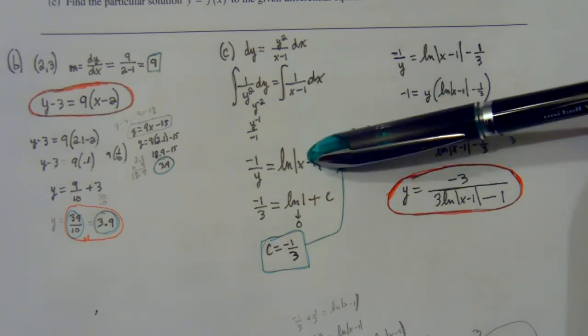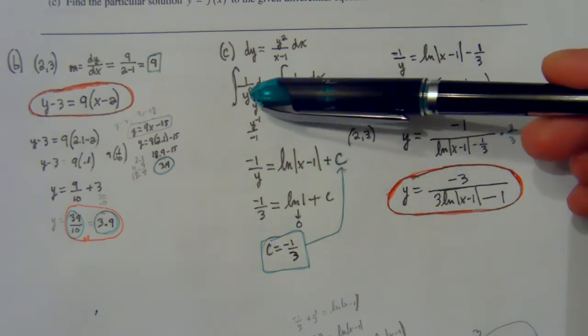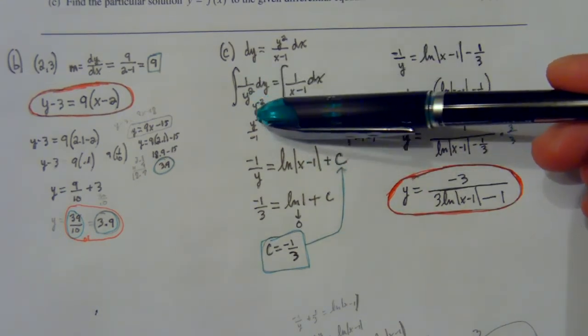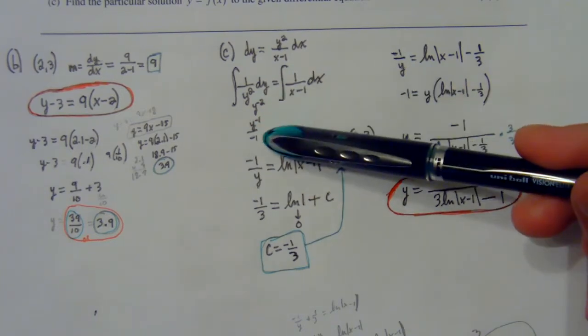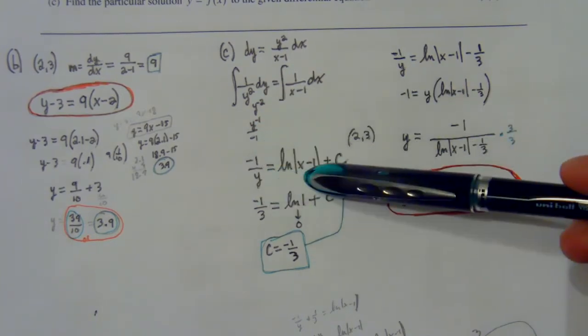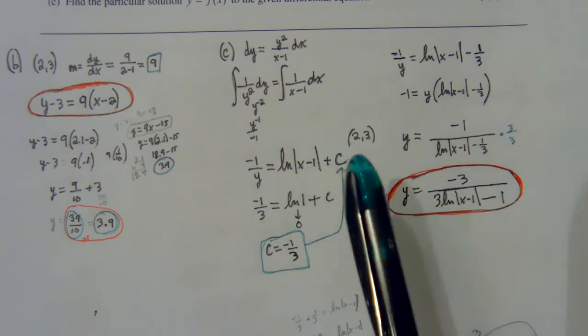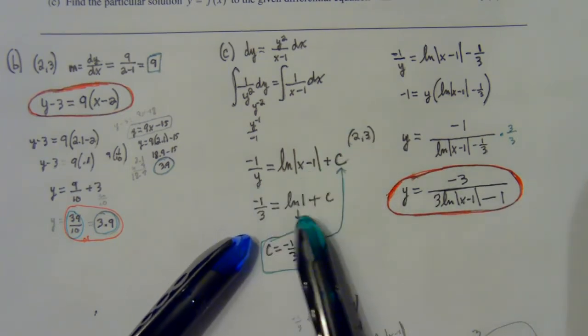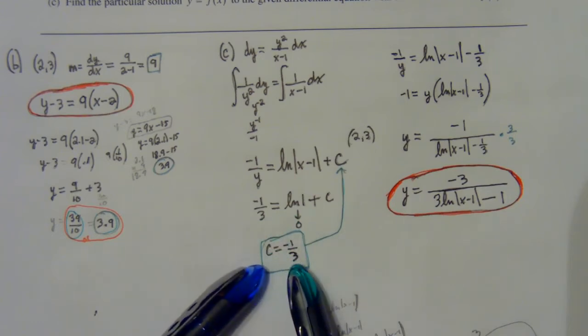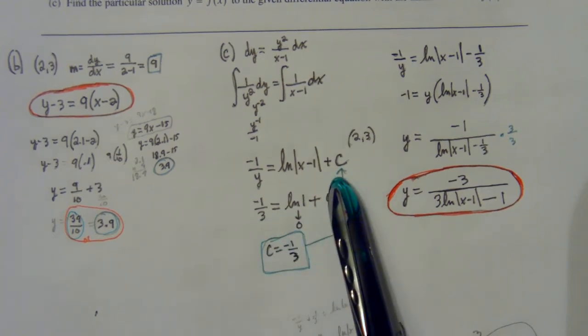So this side is going to be the ln of x minus 1, but this side here, this is not 1 over a single letter, so that's y to the -2. That's your normal power rule. But y to the -1 over -1 becomes -1 over y equals that. Then I'm going to stop right there, take my numbers, plug the 3 in for the y, plug the 2 in for the x. Ln of 1 is 0. I get my c is -1/3. And then you're going to plug that in right there.